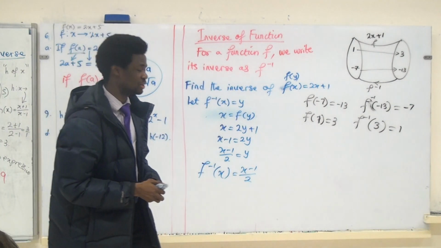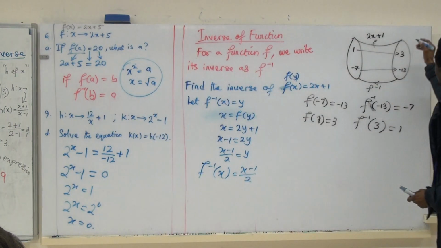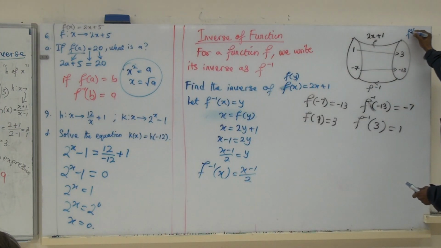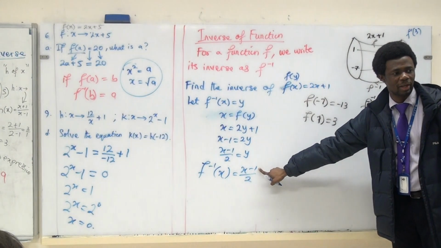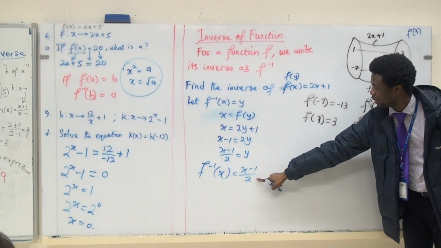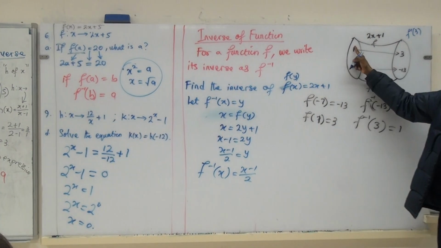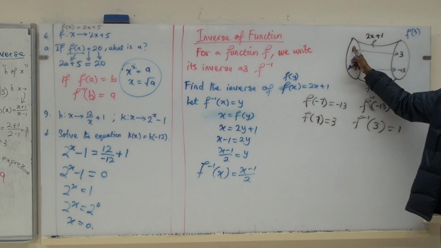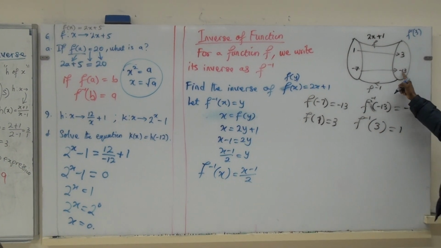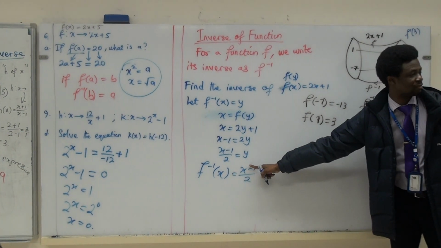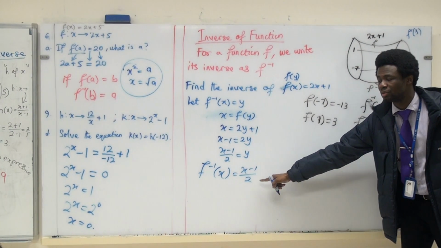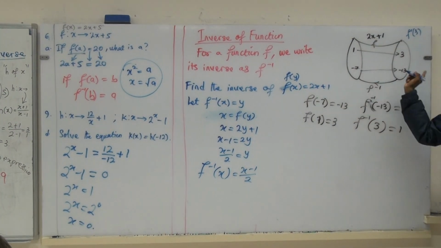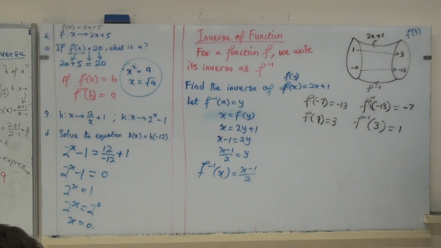Let's check if this makes sense. Let's try f inverse of 3. Put 3 in here. What is 3 minus 1? 2 divided by 2? 1. Can you see? Okay. Let's see f inverse of negative 13. Put negative 13 in here. Negative 14 divided by 2? Does it bring it back again? So that's what it means.